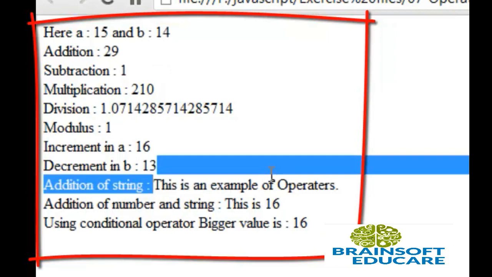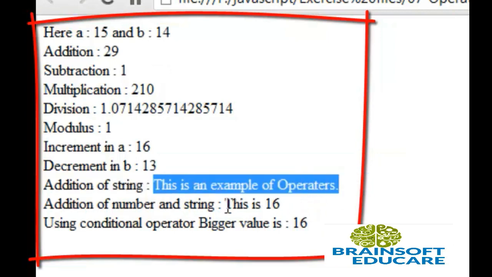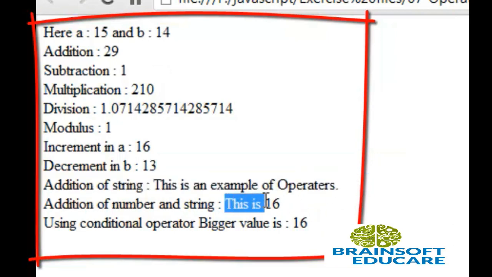This is the addition of two strings, and this is the addition of string and numeric. And here this is our conditional operator.